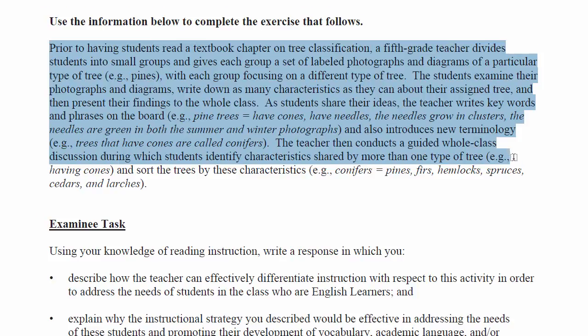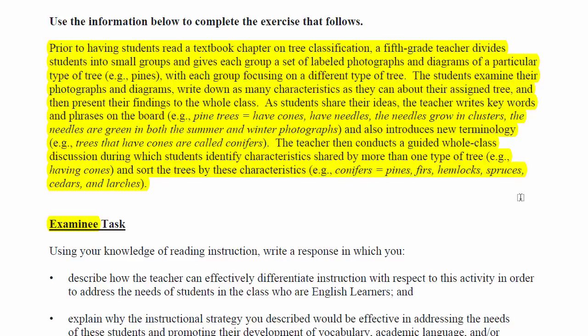The teacher then conducts a guided whole class discussion during which the students identify characteristics shared by more than one type of tree. For example, having cones. And sort the trees by their characteristics. Conifers are pines, firs, hemlocks, spruces, cedars, and larches. Don't forget the larch.